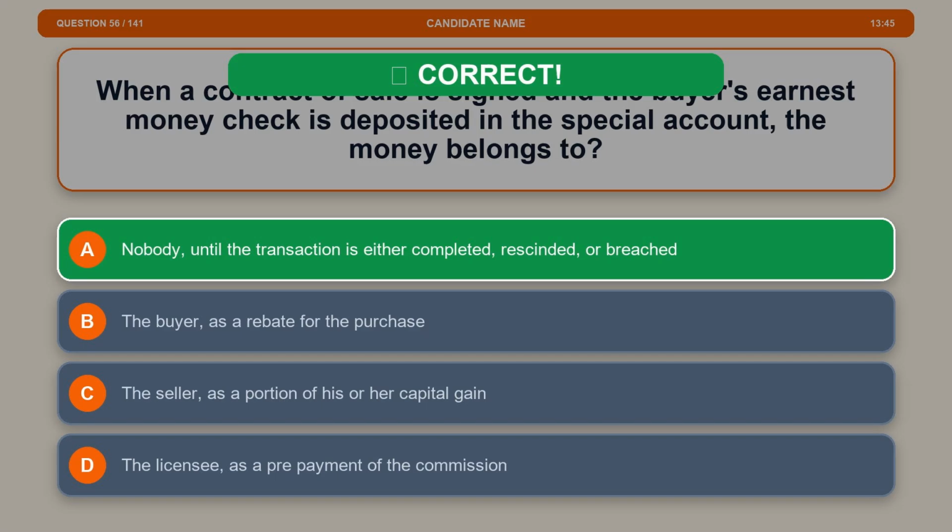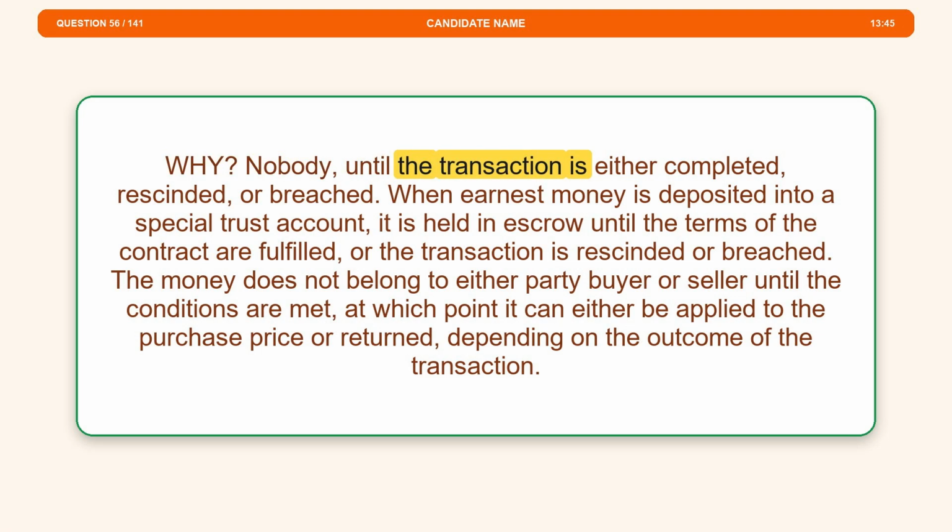The correct answer is option A. Nobody until the transaction is either completed, rescinded, or breached. When earnest money is deposited into a special trust account, it is held in escrow until the terms of the contract are fulfilled or the transaction is rescinded or breached. The money does not belong to either party, buyer or seller, until the conditions are met, at which point it can either be applied to the purchase price or returned, depending on the outcome of the transaction.